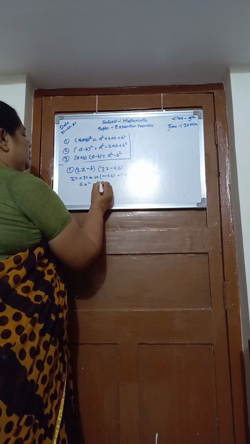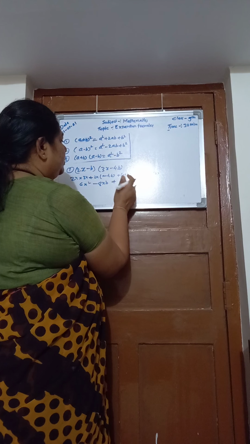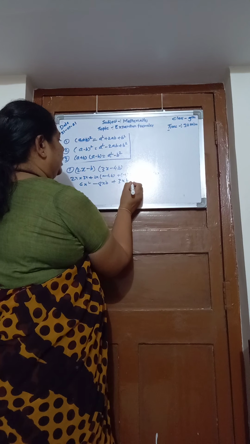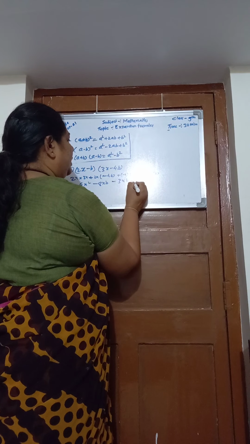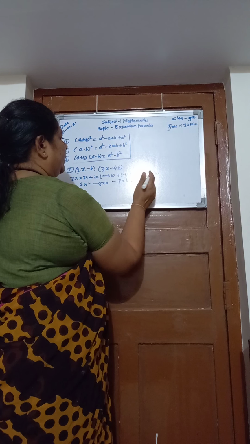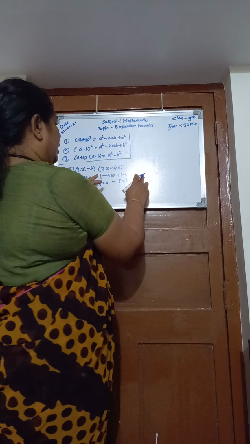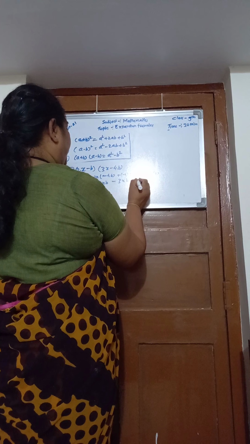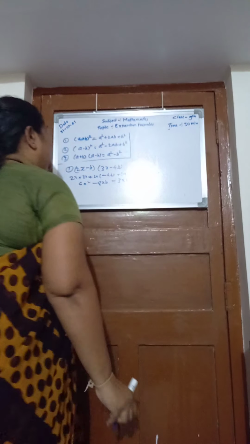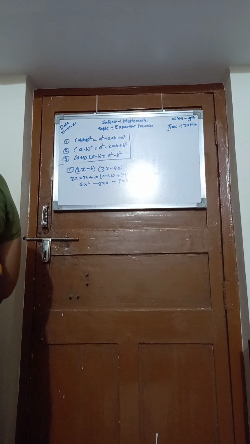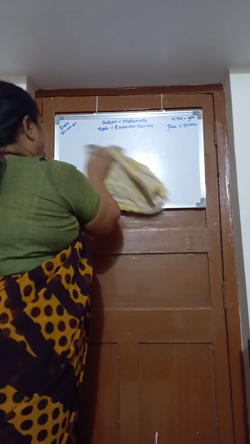Minus 2x into 4b, that is 2 fours are 8, 8xb. Plus minus b into 3x, that is minus 3xb. Then minus into minus gets plus, 4b into b, that is 4bx. Okay, got it up to this? Got it or not? Now we will take some other formula.